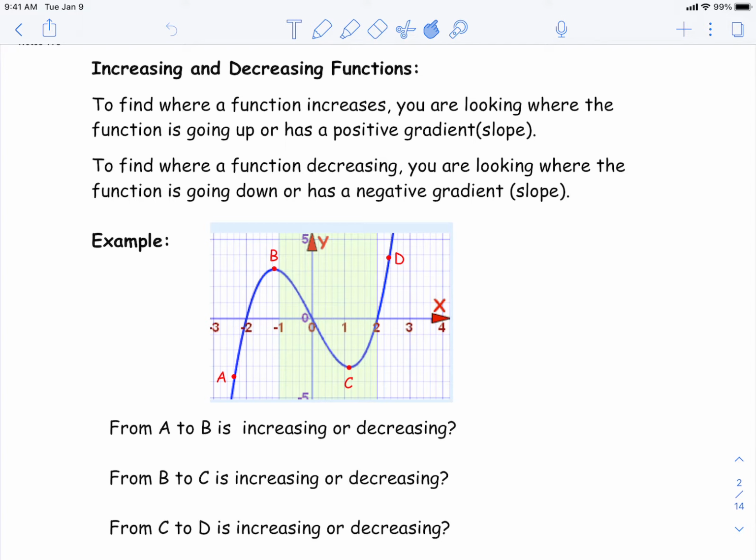This topic is on increasing and decreasing functions. To find where a function increases, we're looking for where the function is going up and has a positive slope. To find where the function decreases, we're looking where it's going down or has a negative slope.